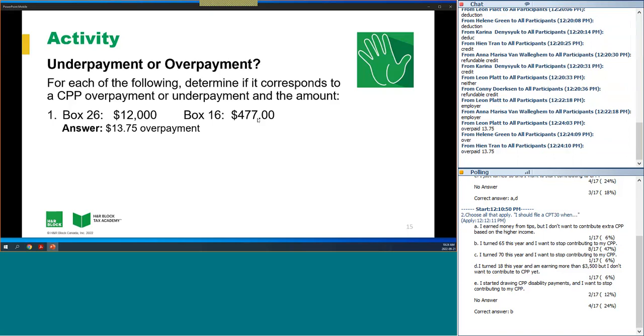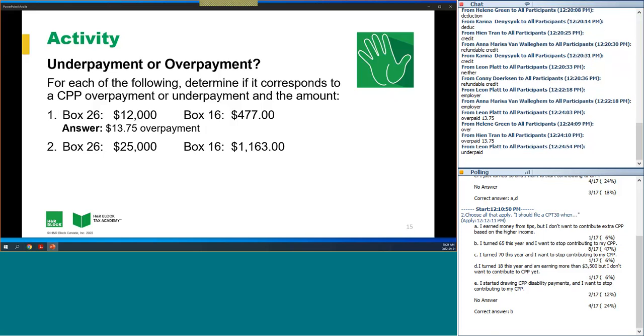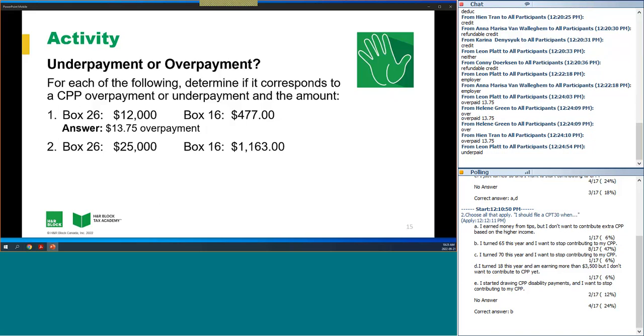Okay, let's try another one. Same rule. Find your box 26. Yep, if you're not fast on it, that's okay. You get to practice this in your book, and you can practice this with any numbers you want to. You can practice it with your own pay stubs. So we have box 26, 25,000, subtract the basic exemption, multiply by what we should be multiplying it by, and that'll tell you what you should have paid.